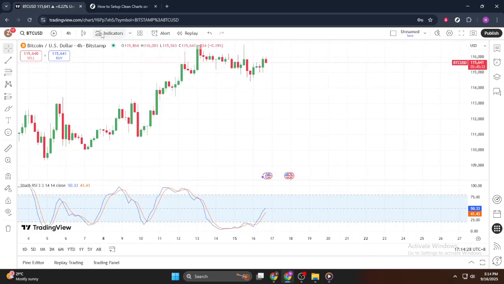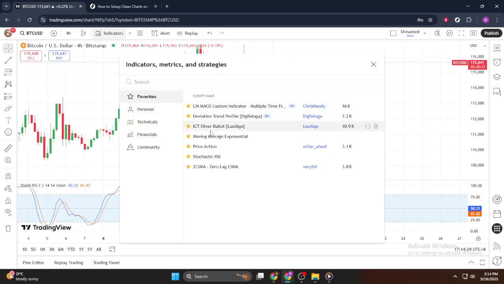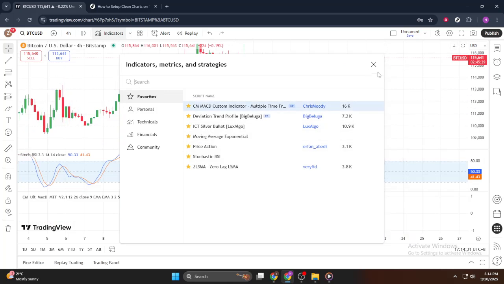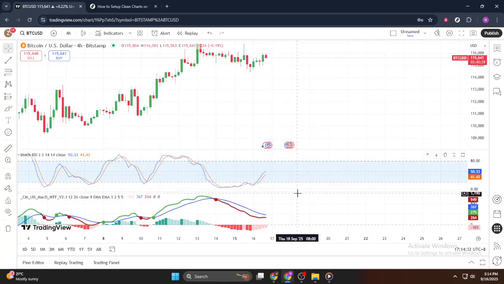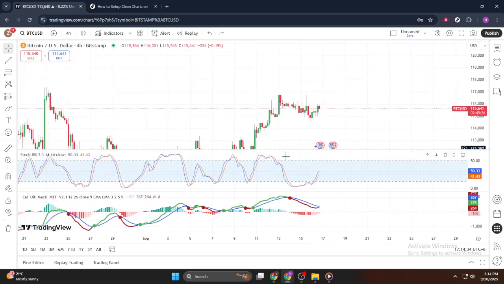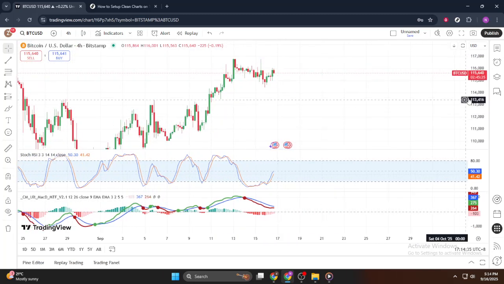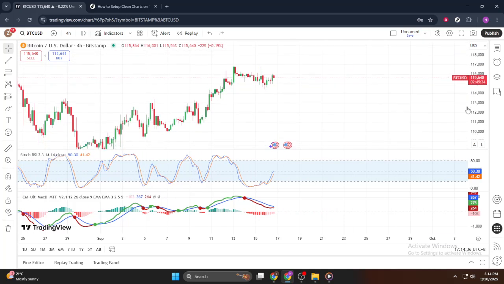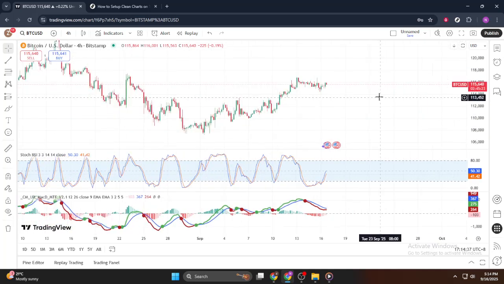At this stage, it's also time to consider more advanced tools. Look for the CMMSD custom indicator. It's highly regarded by traders for providing insights across multiple time frames. Including this in your chart setup equips you with a deeper perspective, enabling more informed decision making.